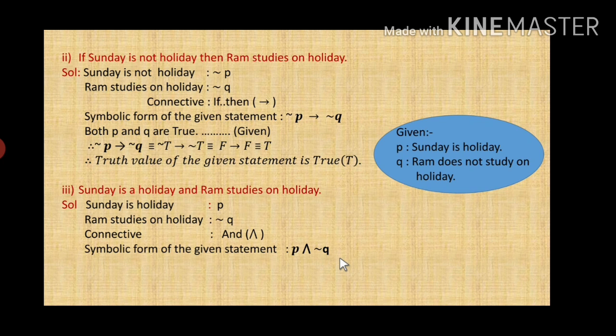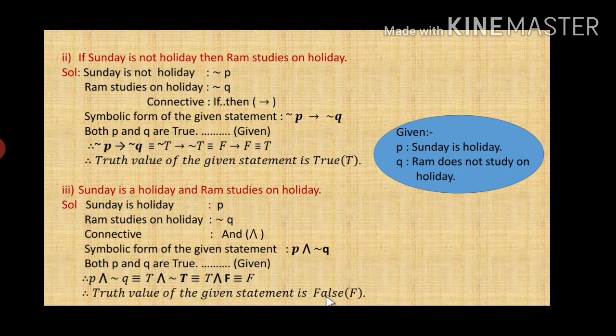Correct? Now, the truth value. P and Q both are true given. So you get P and negation Q is equivalent to T and negation T. Again negation T is F. So you get T and F, and T and F is F. So the truth value of the given statement is false. Understood?